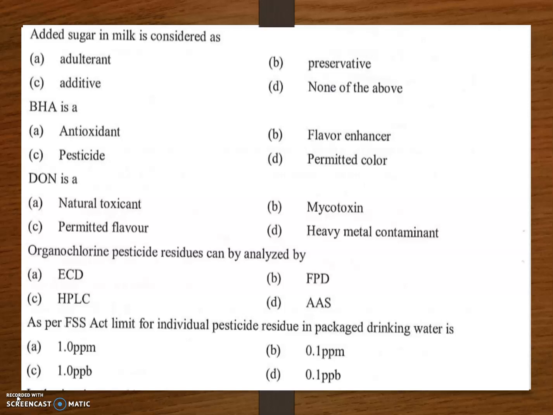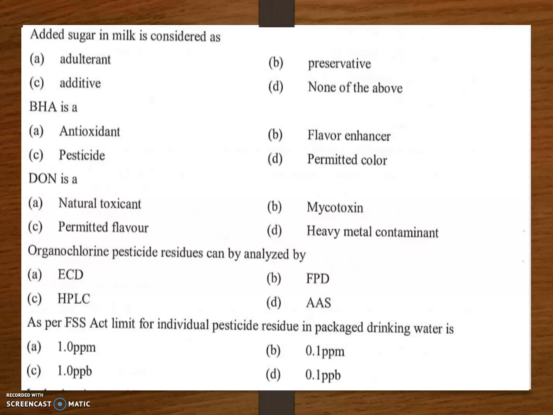Next question. DON is A. What is this DON? DON is nothing but deoxynivalenol. And the answer is option B, mycotoxin. It is one of the several mycotoxins produced by the Fusarium species, and it frequently infects the corn, wheat, oats, barley, rice, etc. And this is otherwise known as vomitoxin. The other name of deoxynivalenol is vomitoxin.